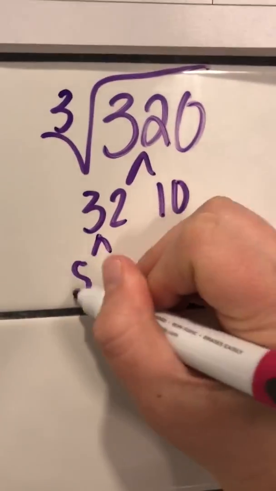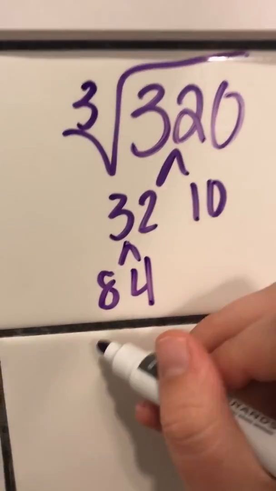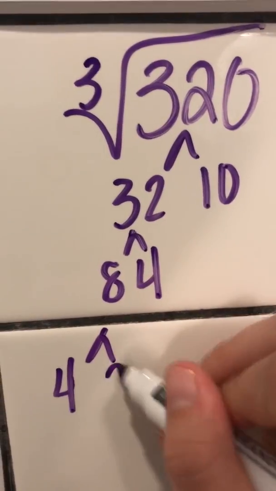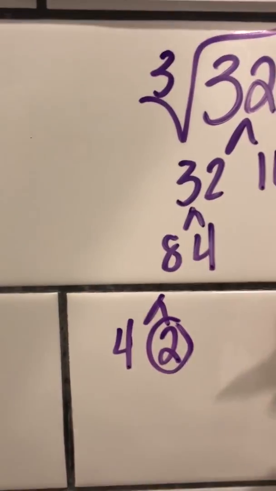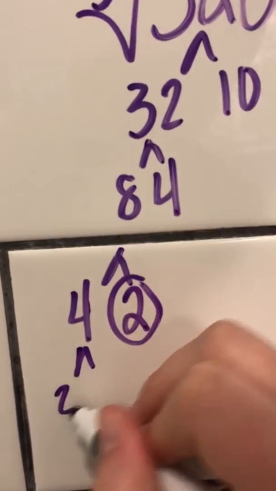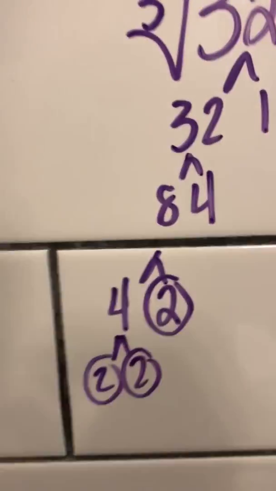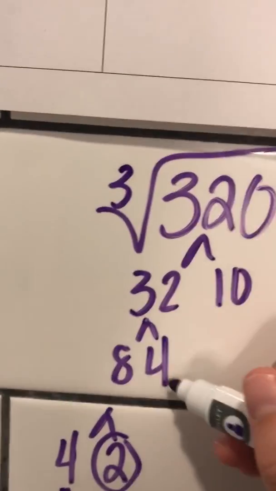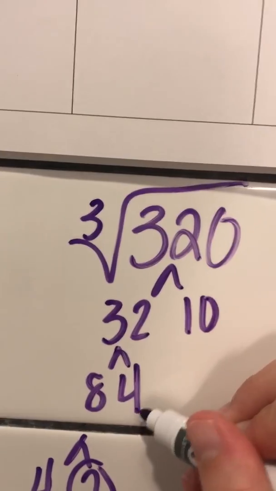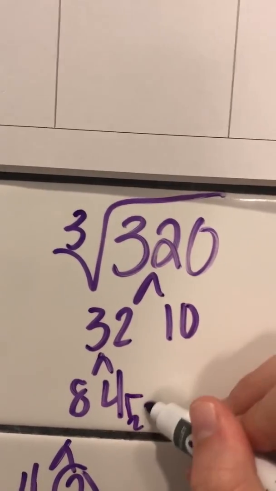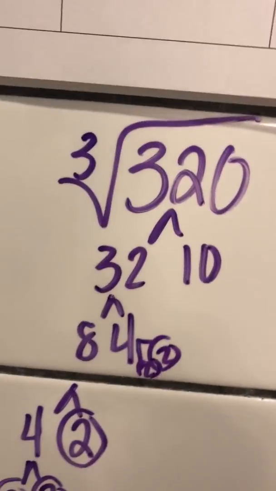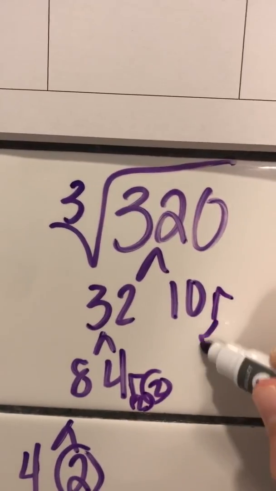My 32 can break into 8 and 4. My 8 can break into 4 and 2. 2 is prime, I'm going to circle it. 4 can break into 2 and 2. I'm going to circle those as well. And I'm going to come back to this 4 because I did not deal with that yet. That 4 can break into 2 and 2. And the 10 can break into 5 and 2.